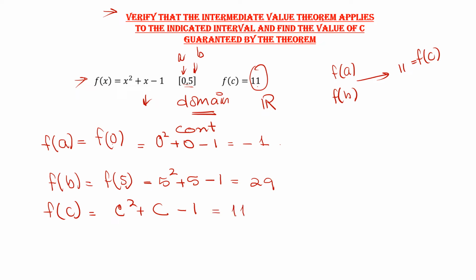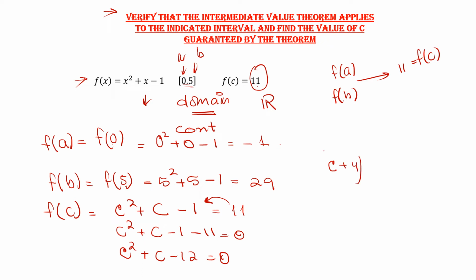Now you can see c squared plus c minus 1 is a quadratic equation. In order to solve the quadratic equation, set the equation equal to 0. So you will get c squared plus c minus 1 minus 11 equals 0. Simplify it: c squared plus c minus 12 equals 0. In order to find the value of c from a quadratic equation, you have to factor it. The factors will be (c plus 4)(c minus 3) equals 0.